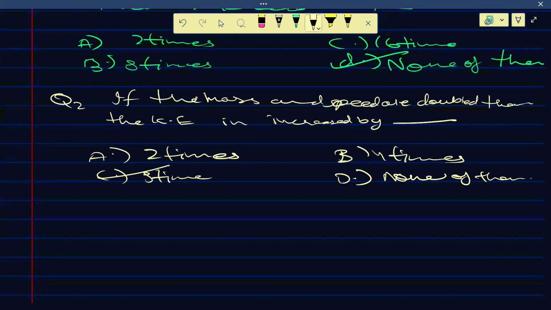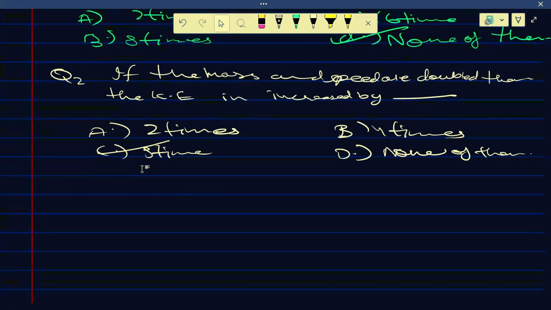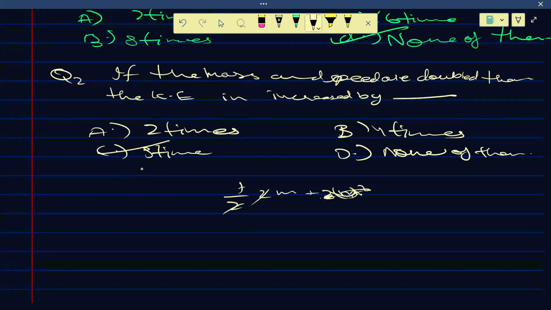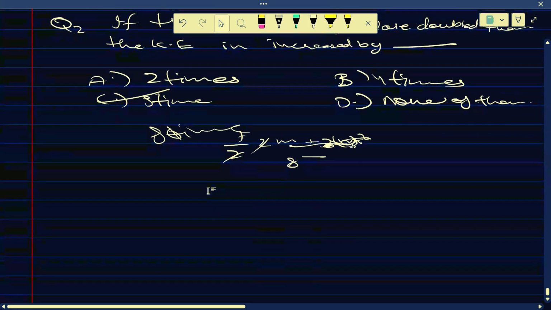Okay, so we are done with these MCQs. And why eight times? Because when the mass and speed are doubled, the KE will be increased by eight times. Look, for example, KE is one upon two m v square. If they are doubled, then what will happen? Let's suppose this is cancelled, right? Then the square of the speed gets multiplied by four and the mass by two, and hence it will be eight times. Which will bring me the answer of eight. So that is why the question two answer is eight.